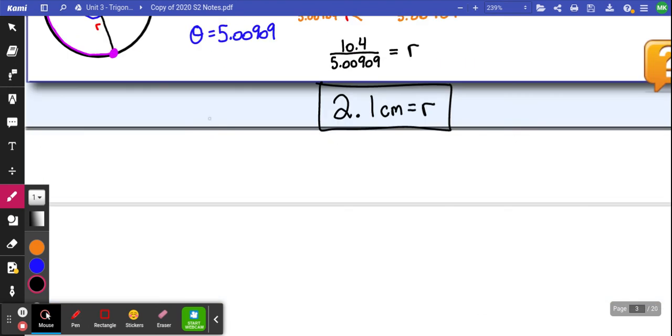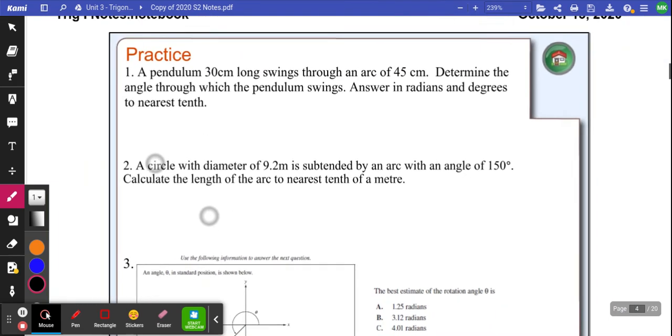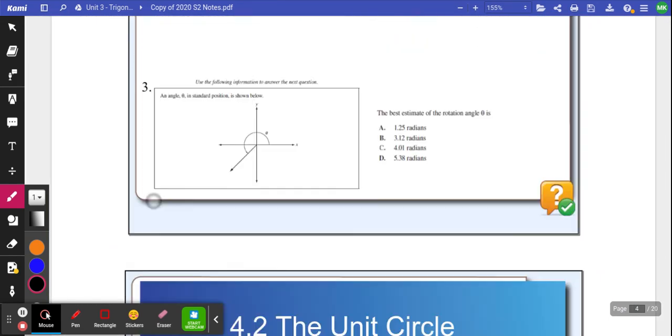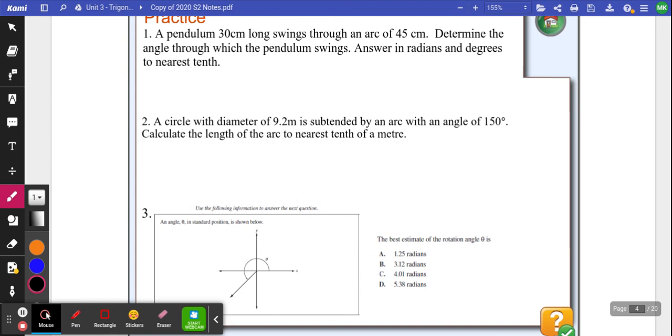All right. Last page. Okay. You try all three. Remember your arc length formula has to be in radians. Give it a shot, right? It is practice for you. I'll put the answers up on the board so you can check your work. But just try your best on your own first.